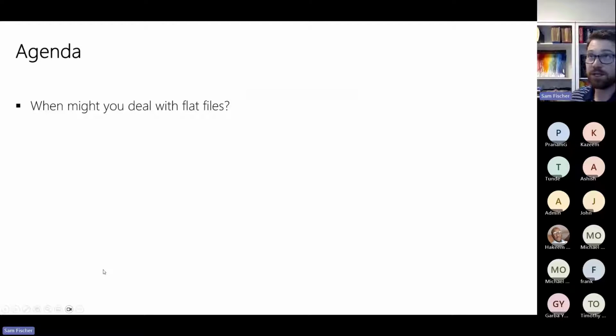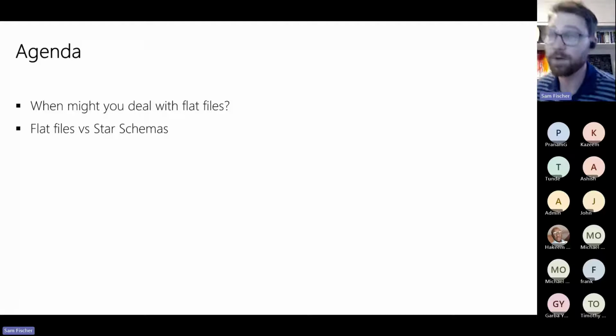For this session, we're going to start out with learning a little bit about flat files. What are they? When might we be dealing with them in practice? And how do they differ from, say, a star schema if you're building that out? As a bit of a spoiler, we're going to find that star schema is usually better to work with, if you're not already across that.